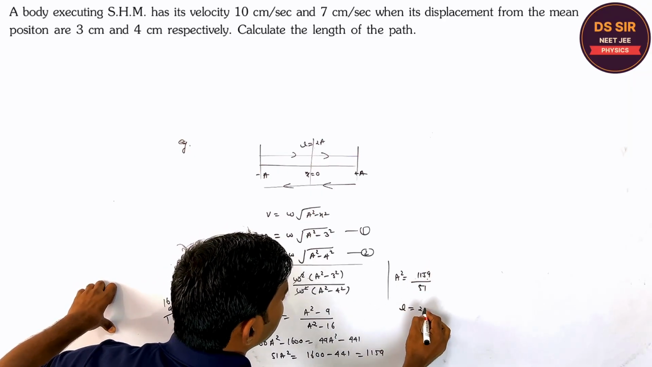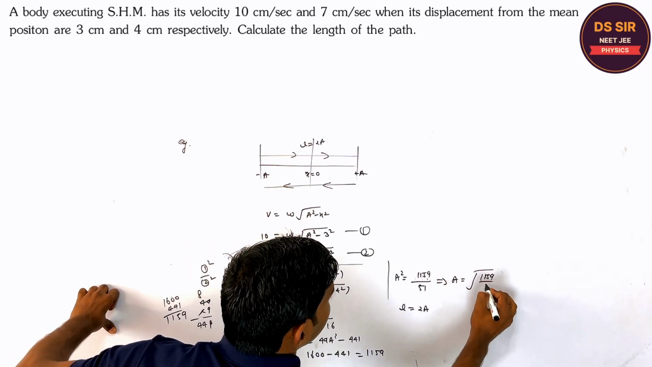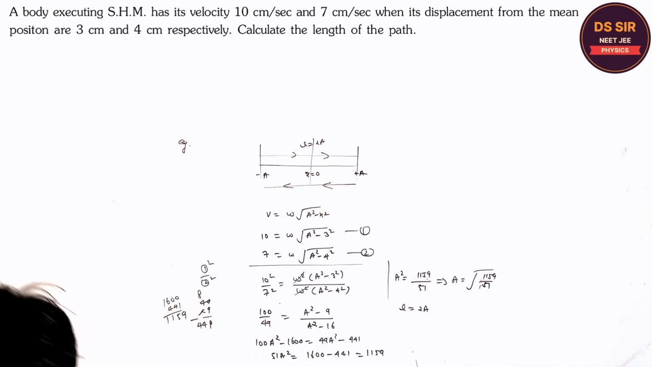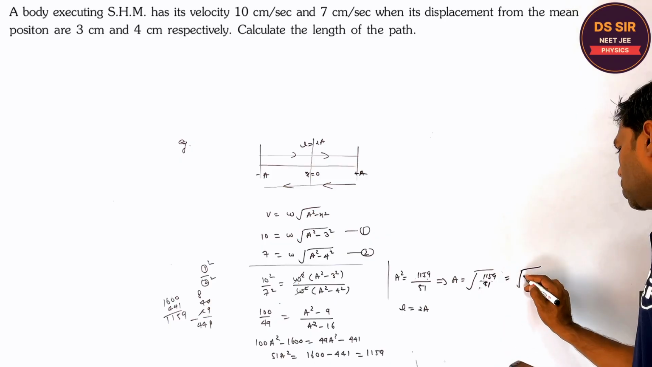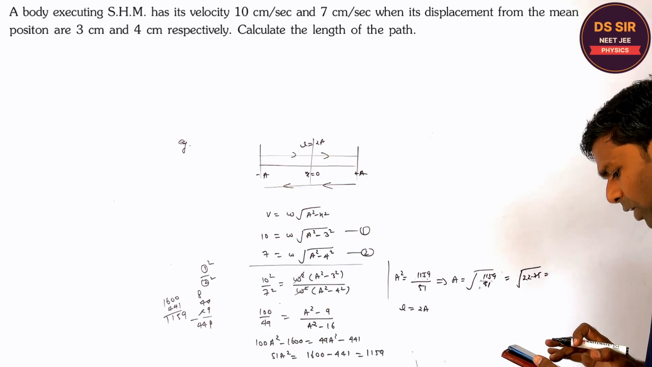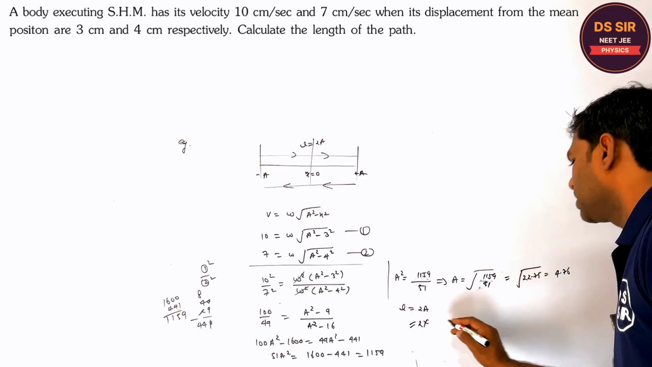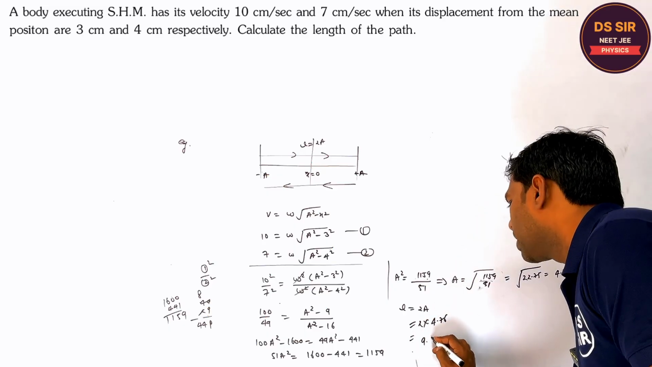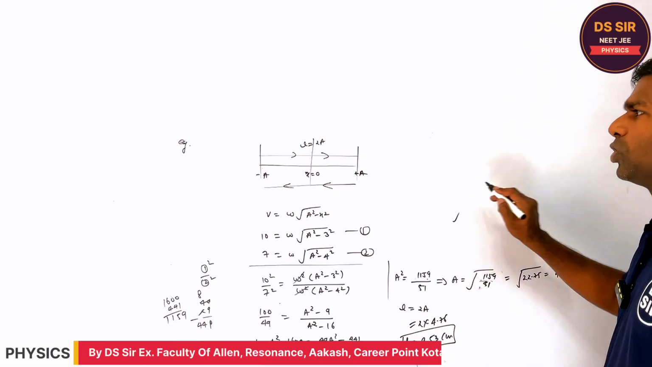Simplify this, and the length may be written as 2A. The amplitude is root of 1159 upon 51, and the length can be found with the help of 2A. When you divide by 51, you will get 22.75, and the square root of this is 4.76. Therefore the length of the path is 4.76 multiplied by 2, and you will get 9.53 centimeter as the correct answer. Copy this.